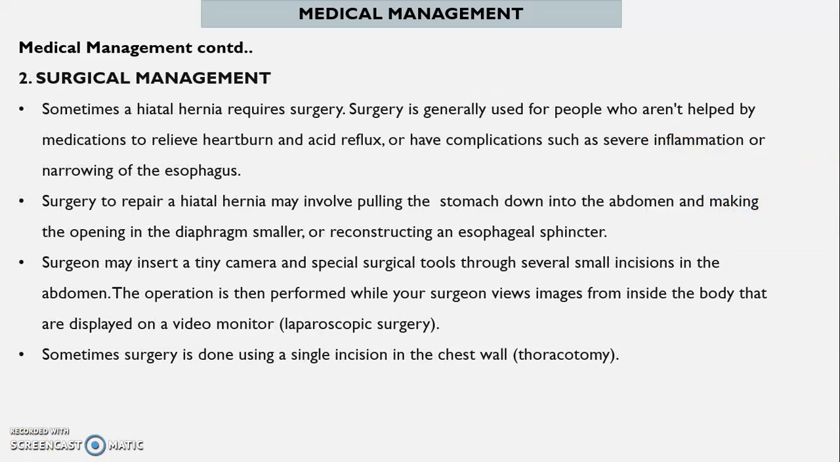Surgery is generally used for people who aren't helped by medications to relieve heartburn and acid reflux, or have complications such as severe inflammation or narrowing of the esophagus. Surgery to repair a hiatal hernia may involve pulling the stomach down into the abdomen and making the opening in the diaphragm smaller, or reconstructing an esophageal sphincter. The surgeon may insert a tiny camera and special surgical tools through several small incisions in the abdomen. The operation is then performed while your surgeon views images from inside the body that are displayed on a video monitor. Sometimes surgery is done using a single incision in the chest wall.